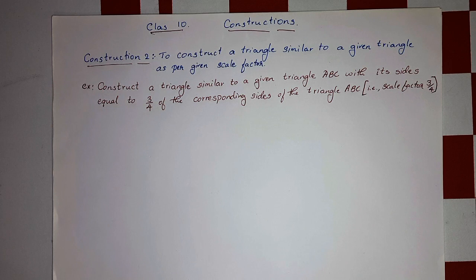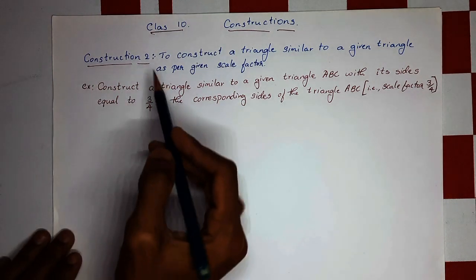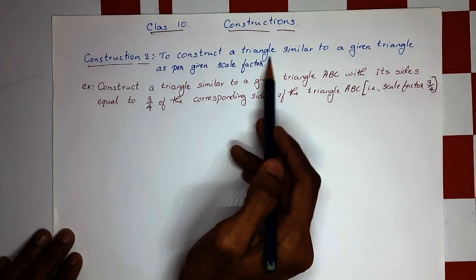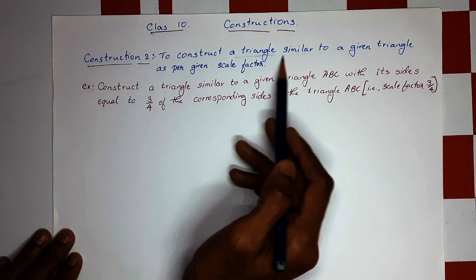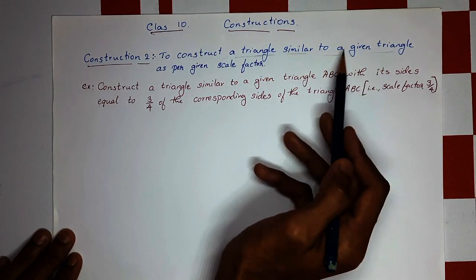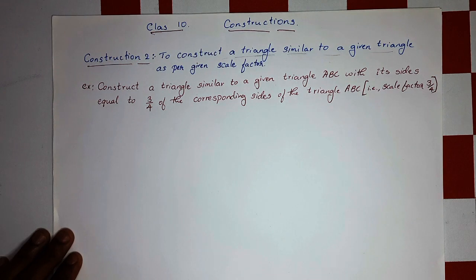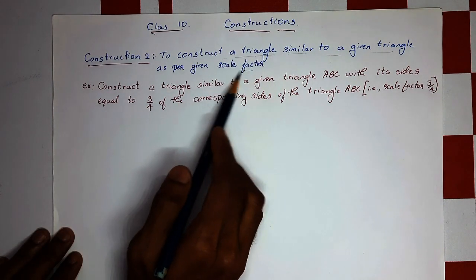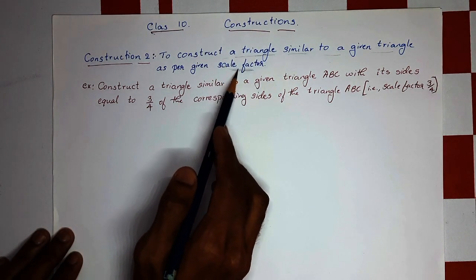Today I am going to teach the class 10 construction number 2: to construct a triangle similar to a given triangle as per the given scale factor. Here you are not constructing only a triangle, you are constructing a similar triangle for the given triangle. So what is the scale factor? That I will tell you.